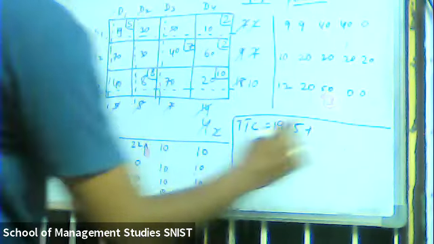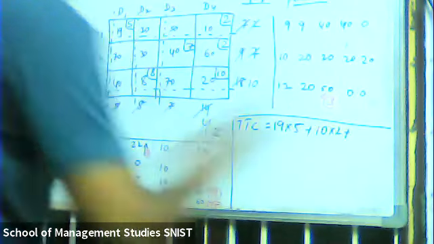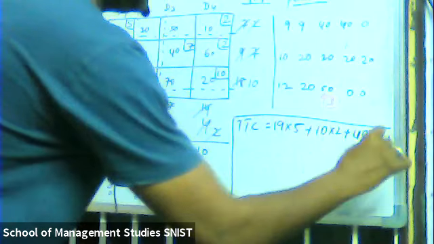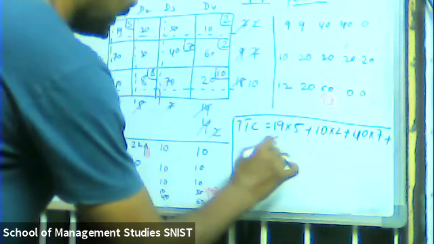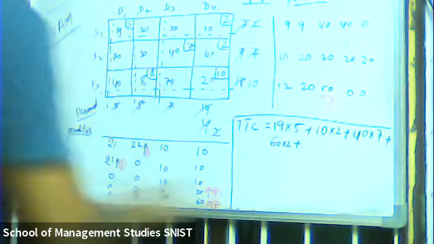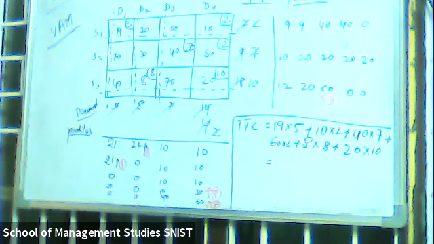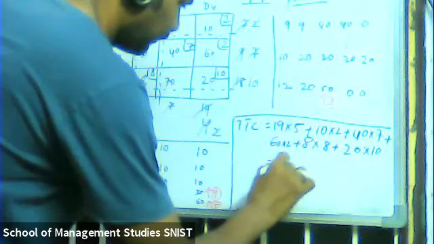So 19 into 5 plus 10 into 2 plus 40 into 7 plus 60 into 2 plus 8 into 8 plus 20 into 10. How much? Can I know the answer? 779, sir.